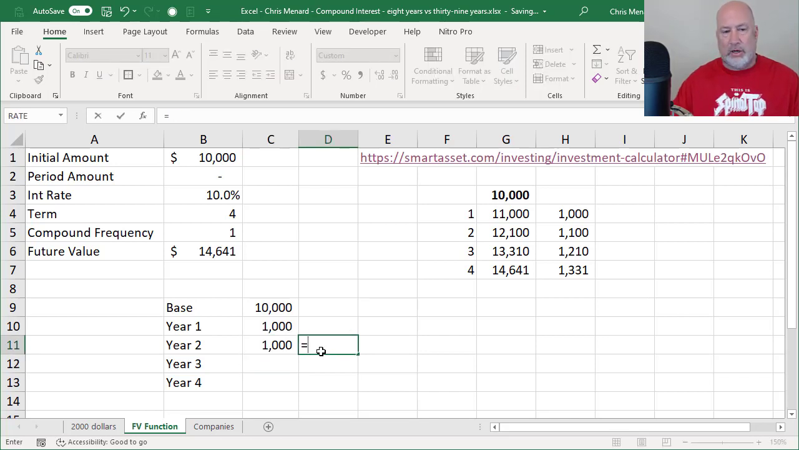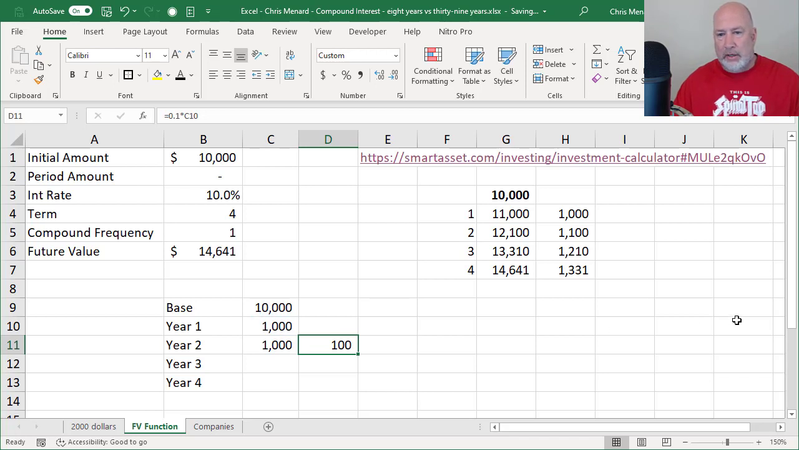But I'm also getting compound interest. I'm also getting 10% of the $1,000 from year one. Should be $100. I'm going to total these up over here just to keep up with this. They should match up. 1,000 matches 1,000. 1,100 matches 1,100.